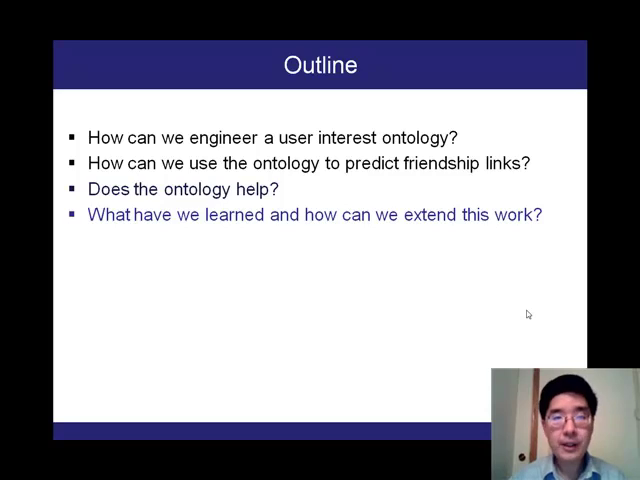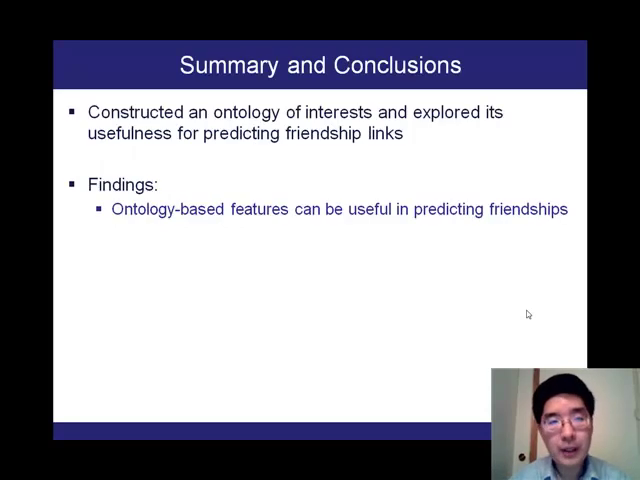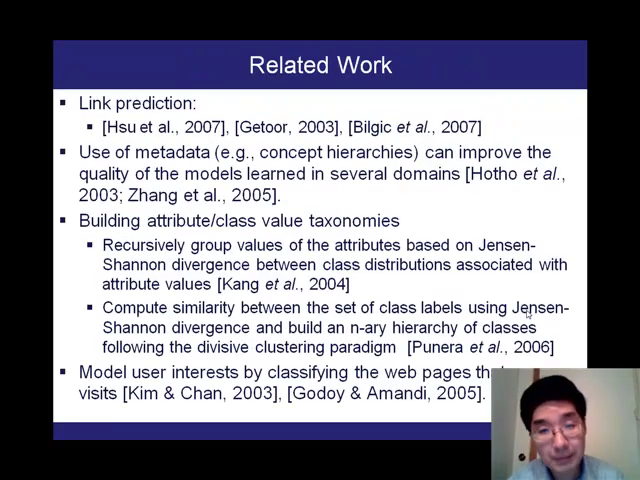So what have we learned and how can we extend this work? We've constructed an ontology of interest and explored its usefulness for predicting friendship links, and found that ontology-based features can be useful in link existence prediction. And this recapitulates a result that we got in earlier work that's published in the ICWSM conference, and also in still earlier work, without the ontology, in our papers in ICWSM and the AAAI Spring Symposium Series 2006.